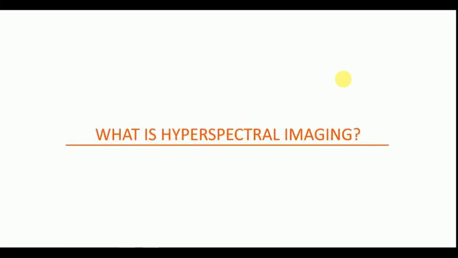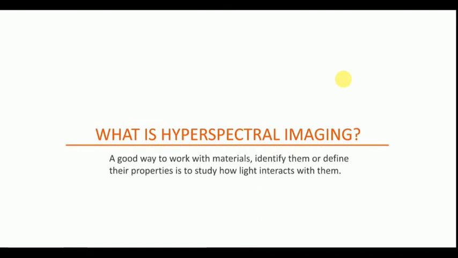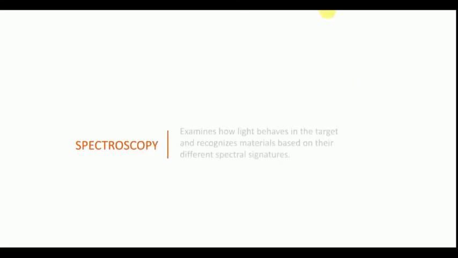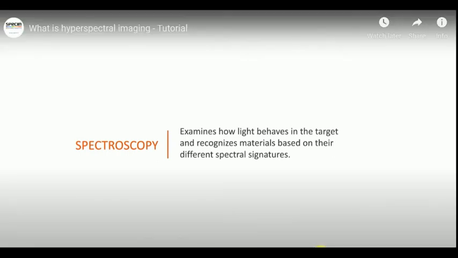Hi, in this tutorial we will shortly introduce what hyperspectral imaging is. A good way to work with materials, identify them, or define their properties is to study how light interacts with them. This study of light interaction with materials is called spectroscopy. Spectroscopy examines how light behaves in the target and recognizes materials based on their different spectral signatures.